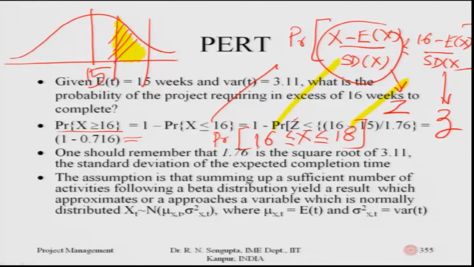The assumption is that the summing up of a sufficient number of activities that follow a beta distribution yields a result which approximates or approaches a variable that is normally distributed, and x is given as normally distributed with some mean and some standard deviation or variance. This is again being reiterated for the benefit of the candidates who are doing this class.